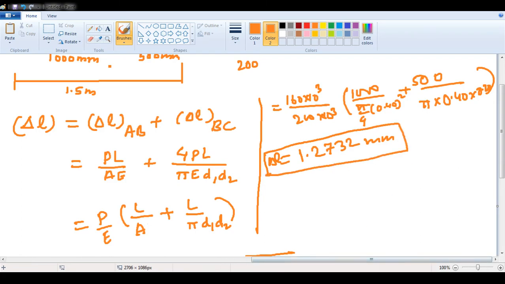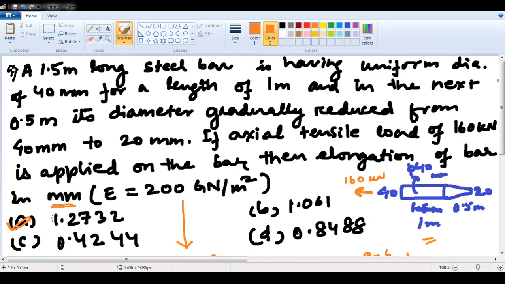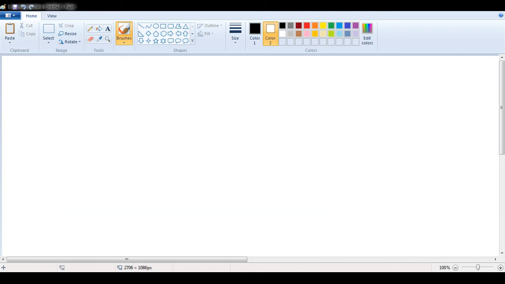I hope this is clear to everyone. 1.2732. So which is the option here? 1 point. So this is the one which is quite near. So obviously it is A, 1.2732. I hope this is clear to all. So now we'll move to the next question.